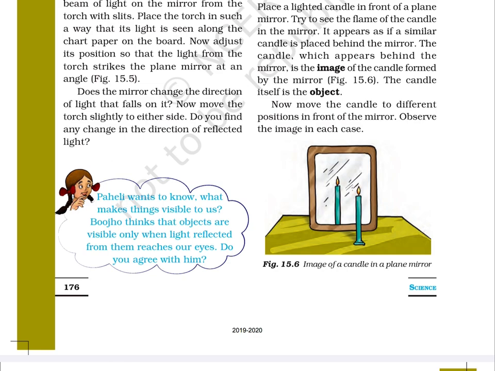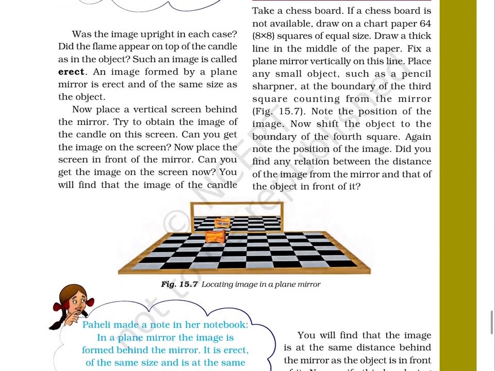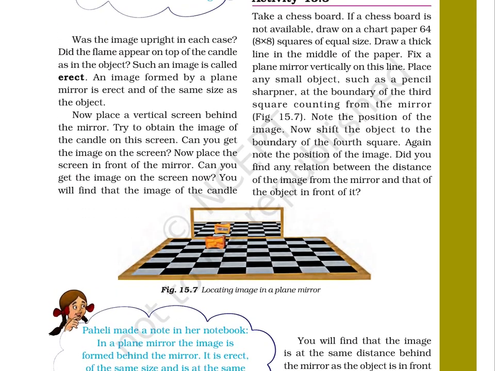Page 177. There's a thought bubble given here. A picture of Bojo is next to it. Bojo noted in his notebook, "Is it not surprising that my image is of the same size as me, whether the mirror is small or large?" Was the image upright in each case? Did the flame appear on top of the candle as in the object? Such an image is called erect. An image formed by a plane mirror is erect and the same size as the object.